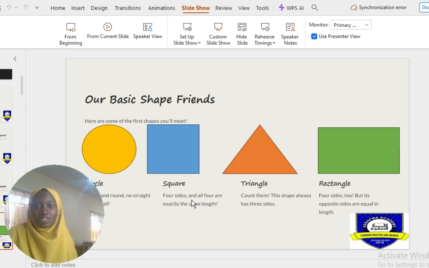Now we have the triangle. When you count them, how many lines does it give you? It has 3 sides and 3 angles. Now we have the rectangle, which has 4 sides, but the opposite sides are equal. The other sides here are not the same.